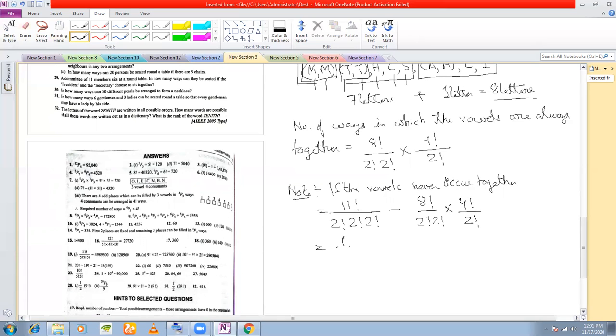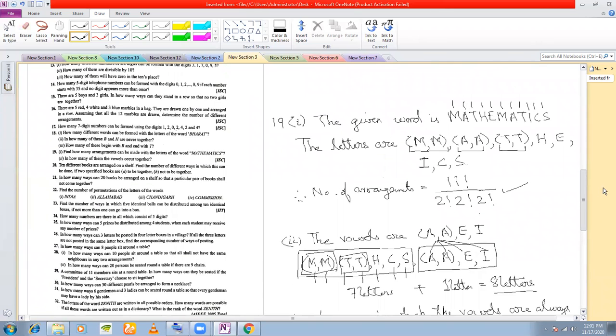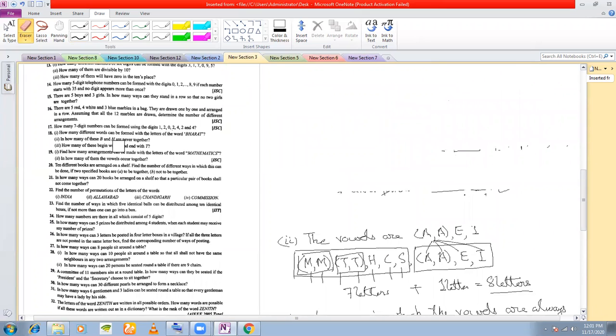You can simplify this to write 1 by factorial 2 cube into factorial 11 minus factorial 8 factorial 4. Now you can calculate this in any way you want. Now remember, all these were permutations in which we were not repeating. Okay, non-repeated permutation. Let us see the next one, which is again an ISC problem.